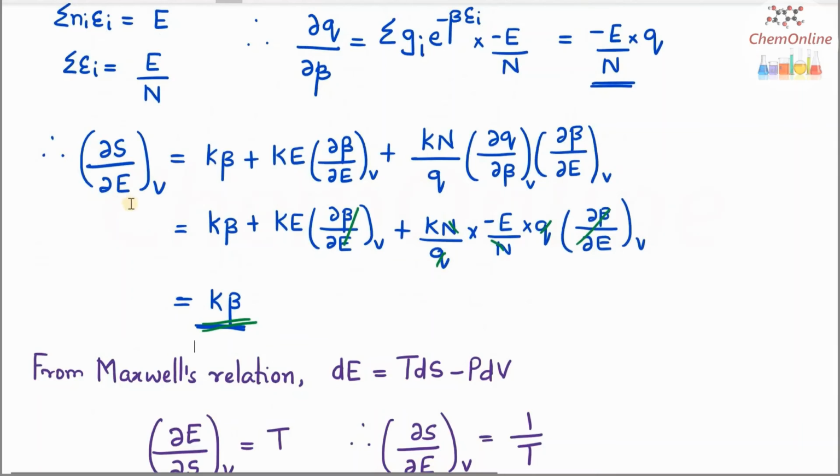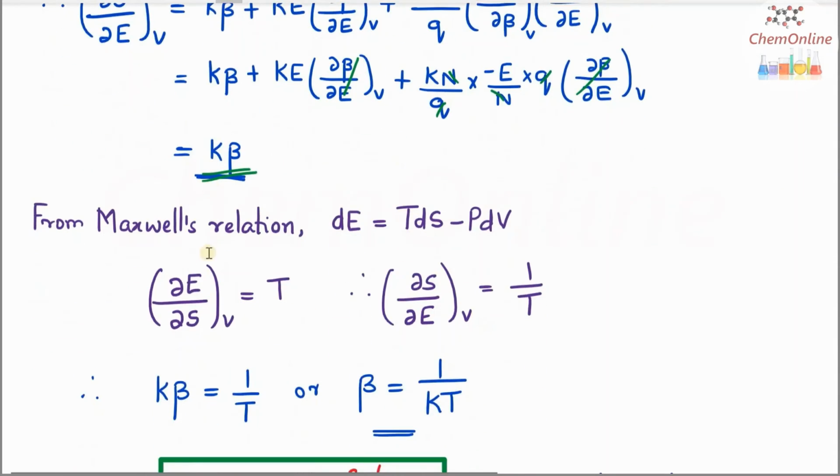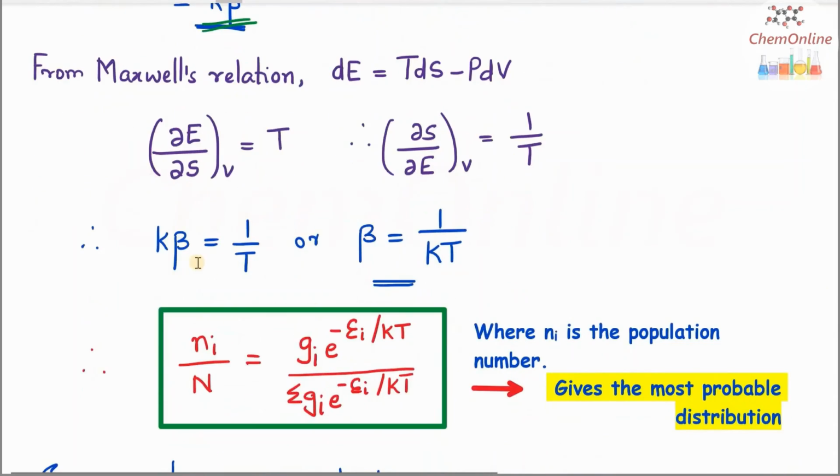Here we have ∂S/∂E at constant V equals kβ. From the thermodynamic relation, we get ∂S/∂E at constant V equals 1/T. That is, kβ equals 1/T or β equals 1/kT. So we have got the value for beta, which is equal to 1/kT.